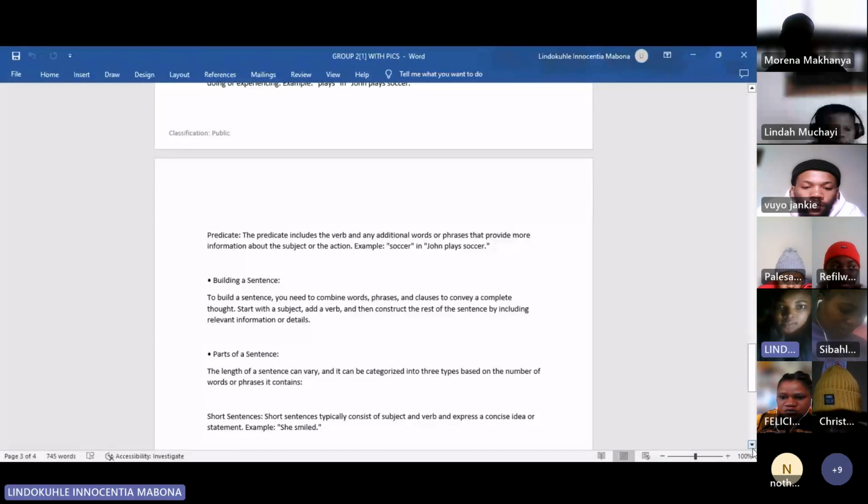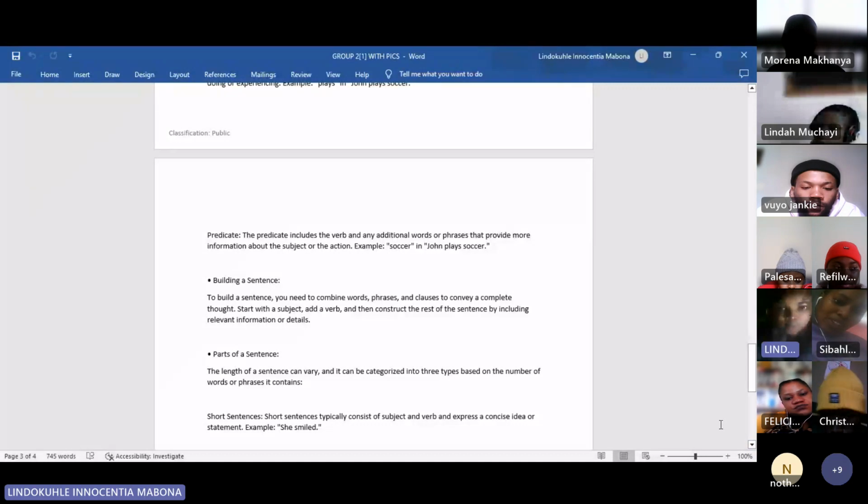Building a sentence. To build a sentence, you need to combine words, phrases, and clauses to convey a complete thought. Start with a subject, add a verb, and then construct the rest of the sentence by including relevant information or details.